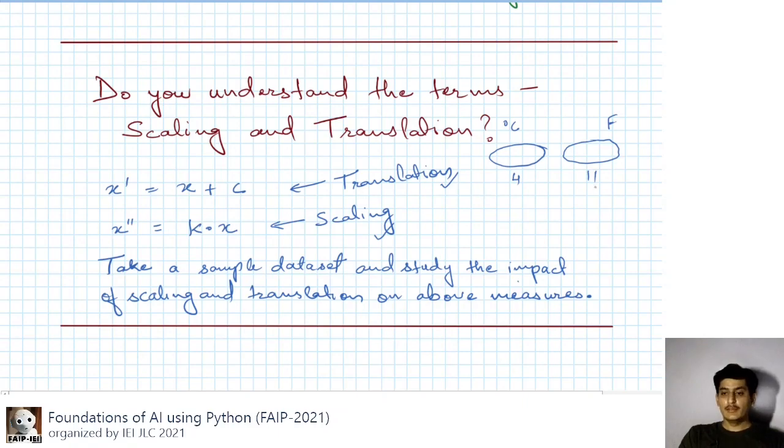Similarly, that was just one example. So whenever we have data elements that may have different units, in those cases, we may have to perform translation and scaling on that data before processing that data further. That is just one example.